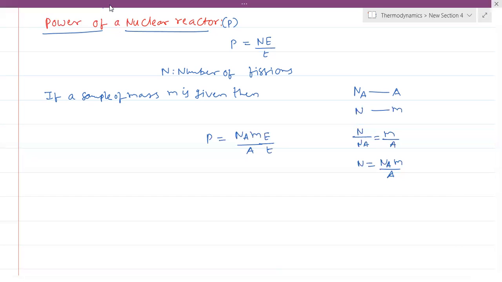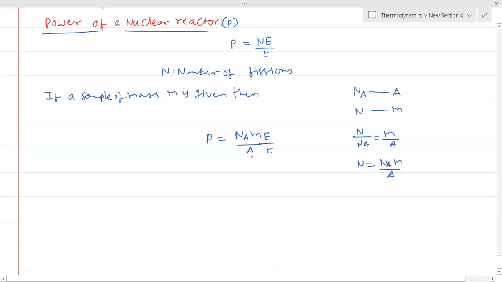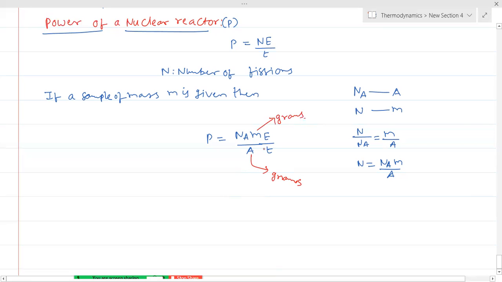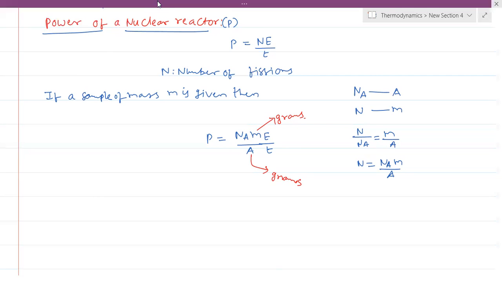The most important thing is that the atomic mass number is generally taken in gram weight, in grams. So while taking the mass of the sample, this m must also be taken in grams. That is the most important condition. The mass number is in grams, as gram molecular weight, so we must take the mass also in grams. That is a very important rule here.